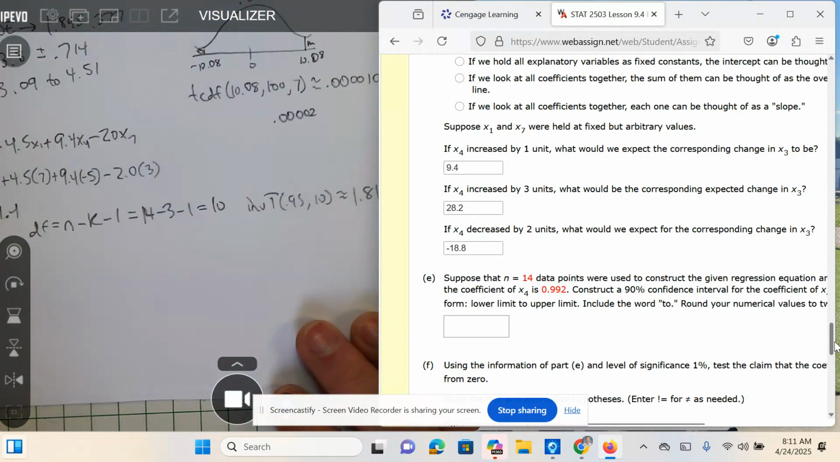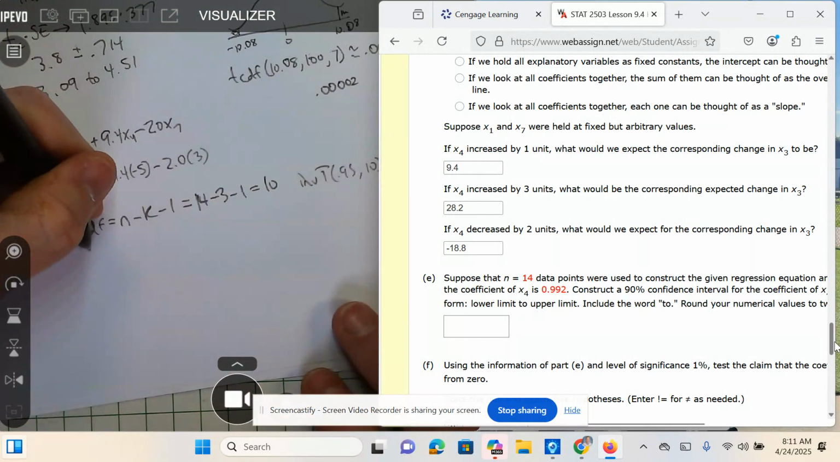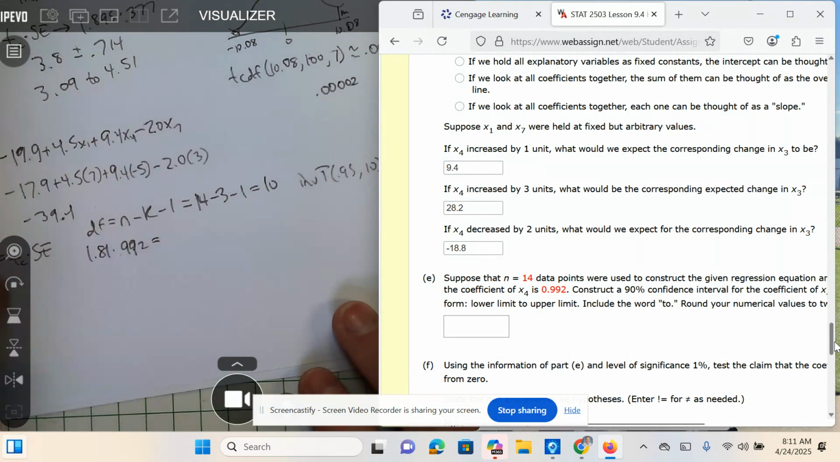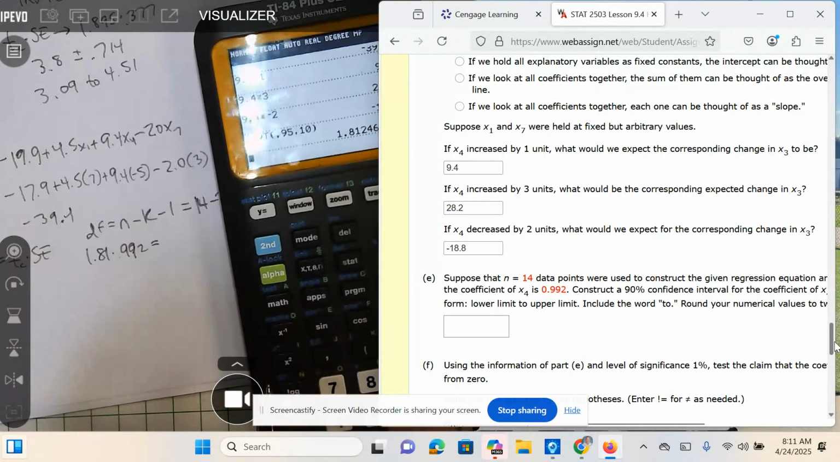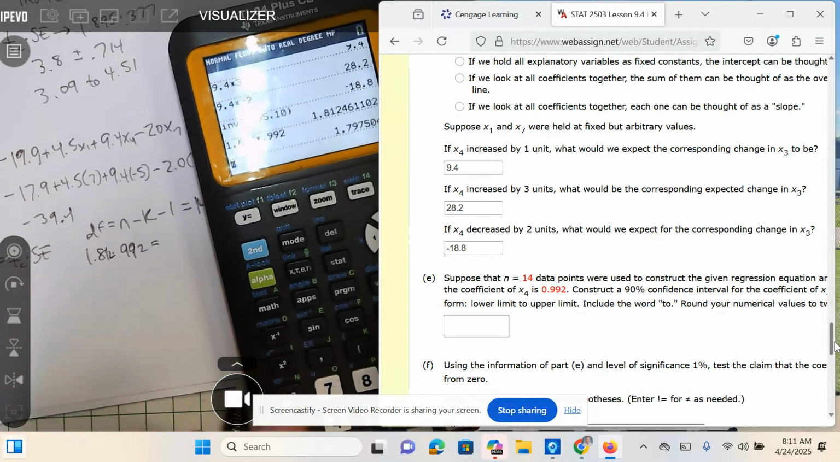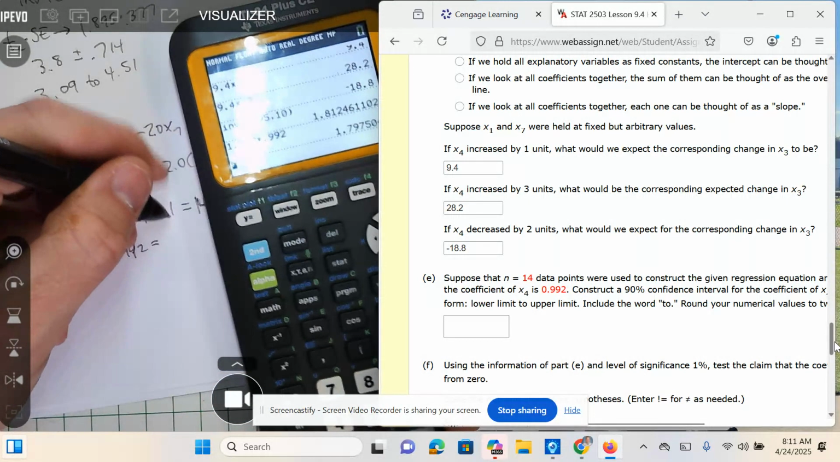And then I'm going to multiply this to get the margin of error. I'm going to do 1.81 times 0.992. I could go 3 spots here because they went 3 spots on this. That gives 1.798.